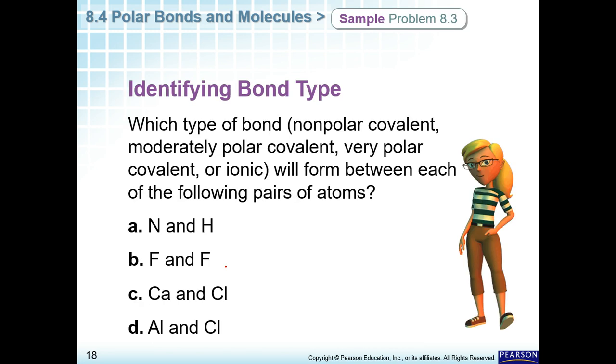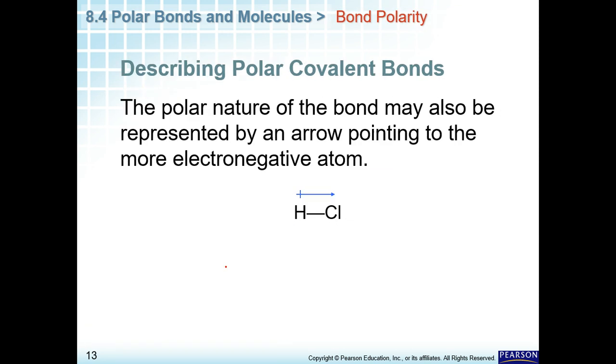So here we're going to identify what type of bond is going to form between two different types of atoms or the same atom. We're going to classify it as being nonpolar covalent, moderately polar, very polar, or ionic. This is where you're going to have to get out that little table and put your values down. So here I'm going to write down these values, and we're going to flip back and look at the table and be able to figure out our difference. Our atoms that we have to look up values for are nitrogen, hydrogen, fluorine, calcium, aluminum, and chlorine. So let's go back and look at this table.